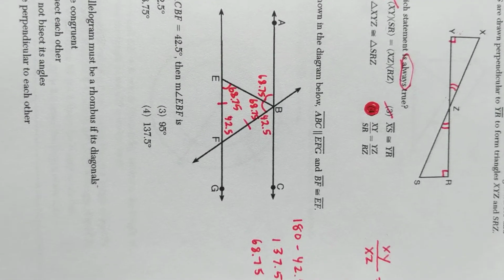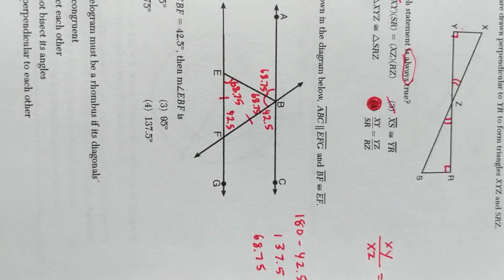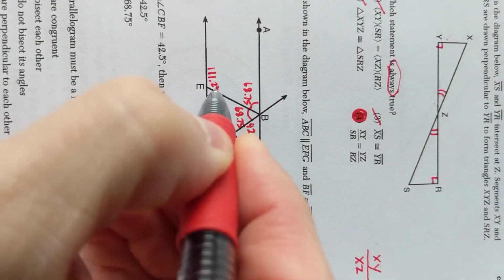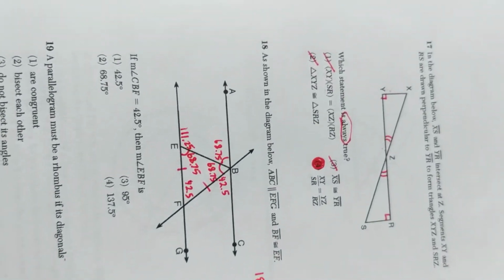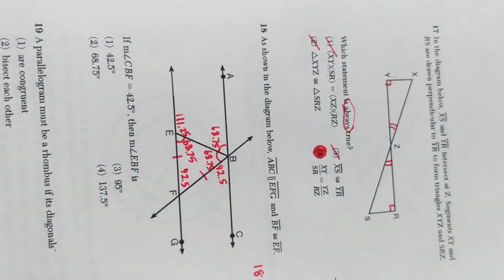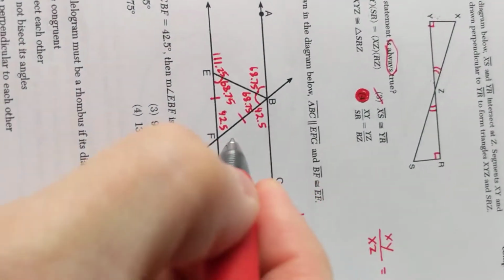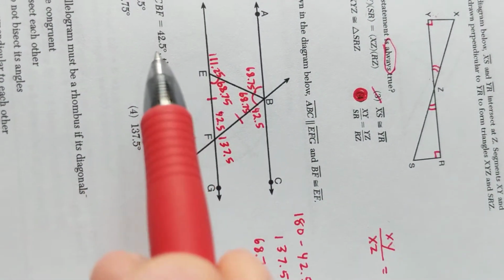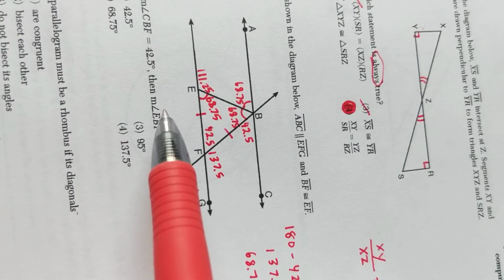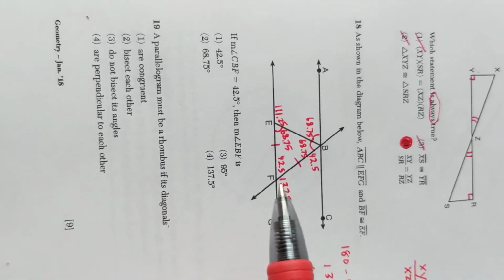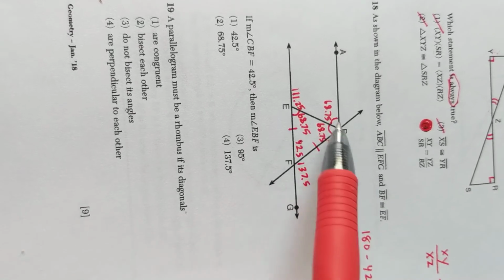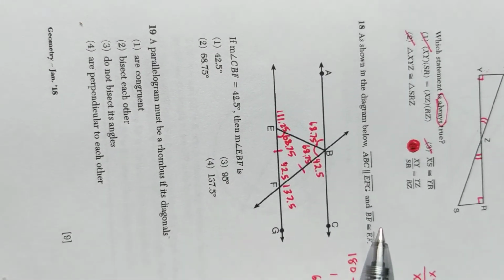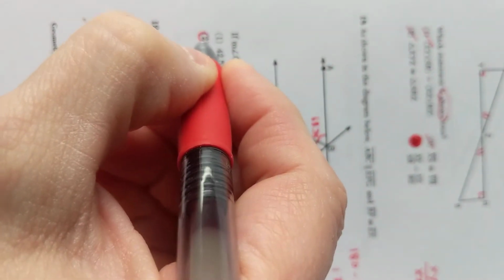And just for kicks, I might as well find some other things here. This is 111.25. And this is 137.5. It says, what is the measure of angle EBF? EBF, 68.75. So I'm going with number 2.